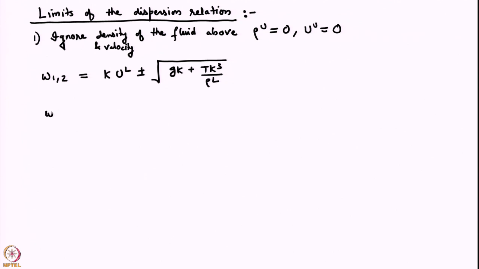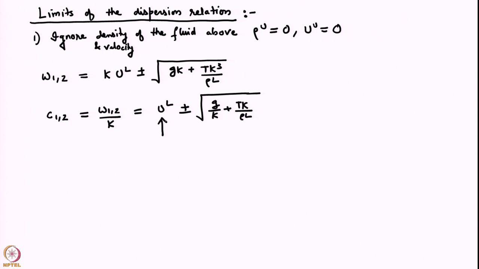It is easier to interpret things if we write it in terms of a phase velocity. So I just divide: C 1,2, the phase velocity, is omega 1,2 divided by k, and this is U L plus or minus the square root of g by k plus T k by rho l. I push the k inside, it goes in as k squared. Now you can see that we have already encountered this, except that this part was not there. This part is coming because of the velocity in the base state. Here we are considering only the lower fluid to be moving.